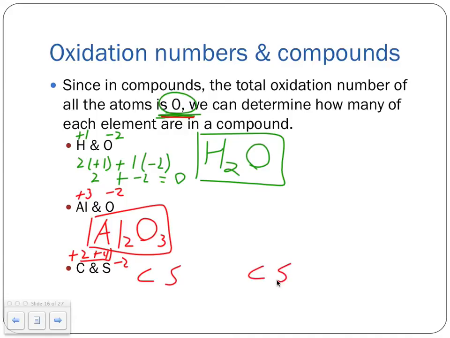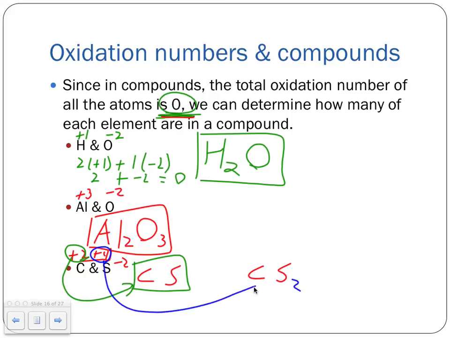So one possibility is, let's look at this if we use the +2. If it's +2, then the carbon's +2, the sulfur's -2. We just need one of each, so it's just going to be CS. So that's our first possibility. The second possibility is the carbon is going to be +4. If the carbon's +4, then I have to have 2 sulfurs to make that work. And so my carbon is +4 total, my sulfur is going to be -2 times 2, which gives me -4, and then that would balance out. So there are 2 possible compounds of carbon and sulfur, CS and CS2.